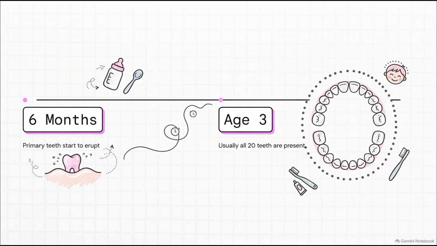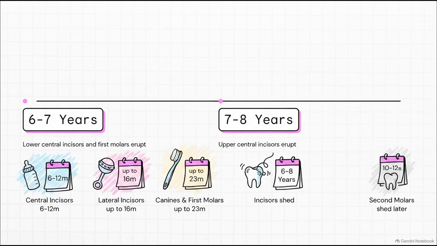And this really highlights the rapid developmental window of primary teeth. The biological clock starts ticking around 6 months of age when the very first teeth begin to erupt through the gums. By the time a child reaches about 3 years old, that full set of 20 teeth is usually completely present in the mouth. By mapping out specific eruption and shedding timelines, we can better understand the age-appropriate clinical documentation we're reviewing. Central incisors are usually the first to arrive, between 6 and 12 months, followed quickly by lateral incisors up to 16 months. The canines and first molars fill in the gaps through month 23.